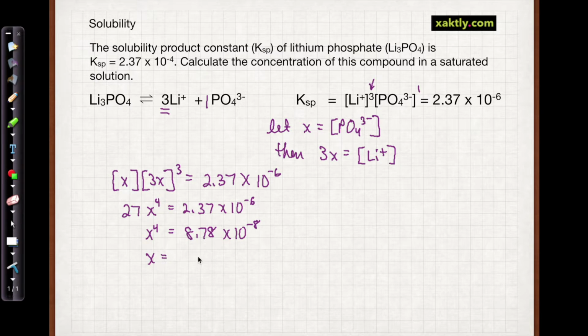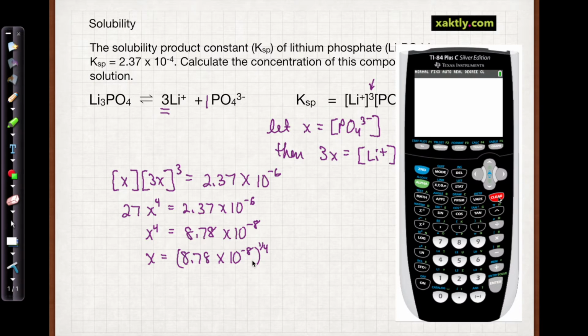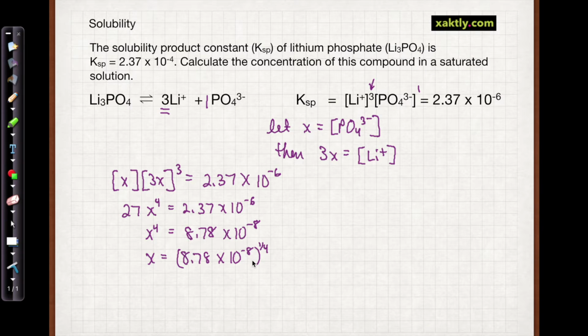Now to solve for x when x is raised to the 4th power, we're going to raise both sides of the equation to the 1/4 power. And the way we do that on a calculator is just to enter the number 8.78 times 10 to the minus 8th. On this calculator, it's the caret symbol. To raise that to the power of 1/4, make sure you put the 1/4 in parentheses, and you get x.